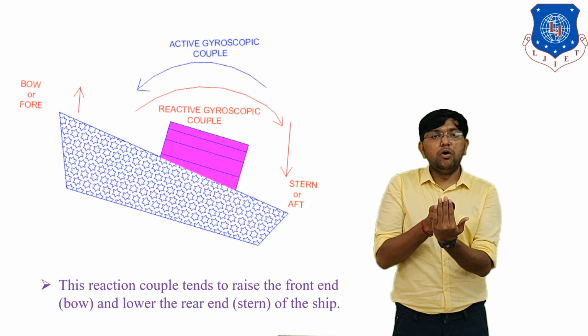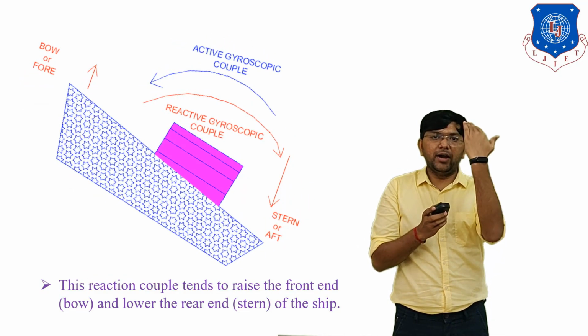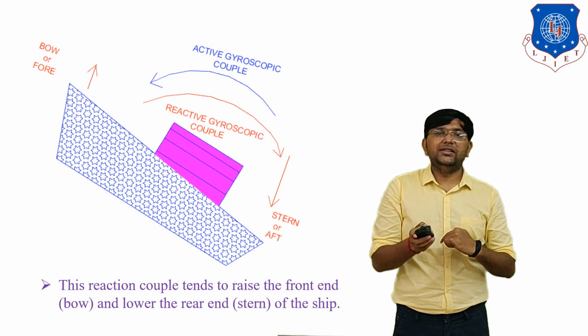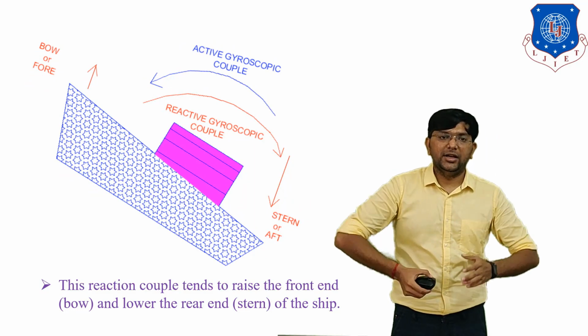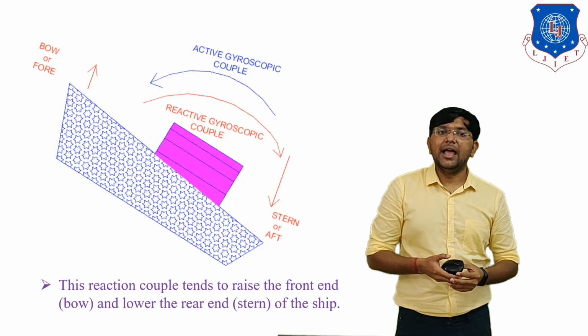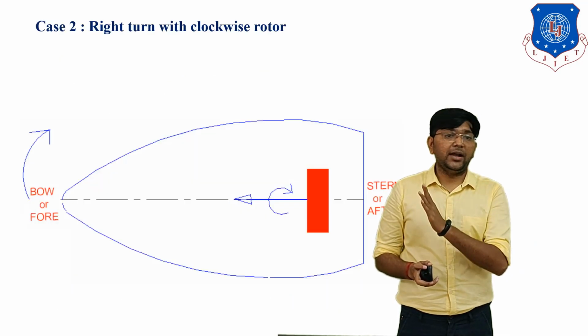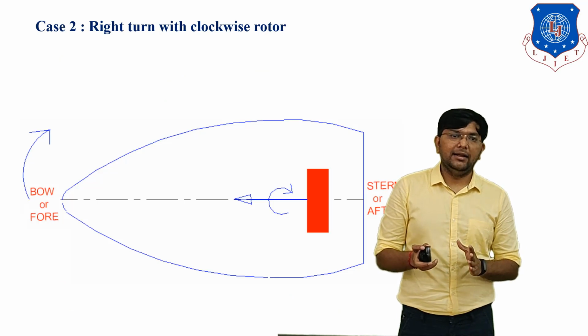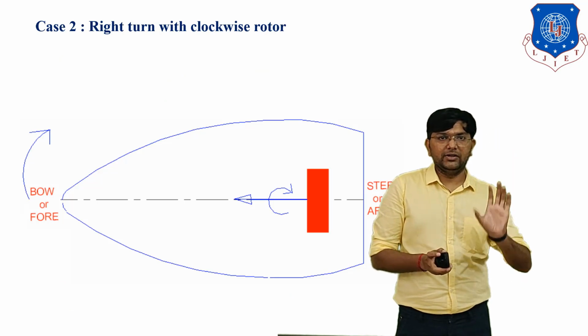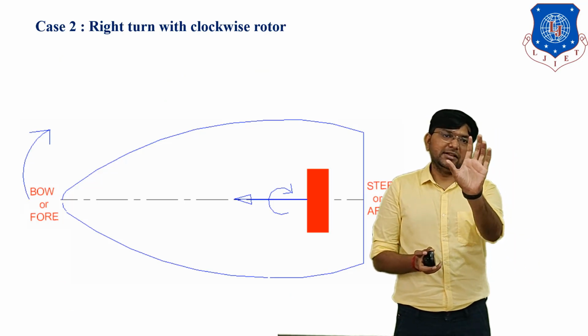That means the bow end of the ship tries to move in the upward direction, and the stern end of the ship tries to move in the downward direction. You see this effect in this diagram. Clear? The reaction couple tends to raise the front end and lower the rear end. Clear? So this is the effect of the gyroscopic couple for case number 1.